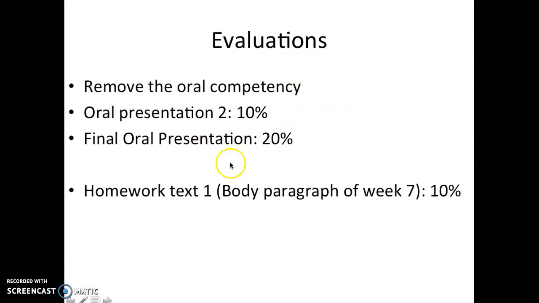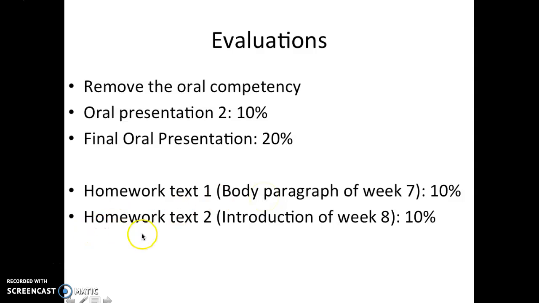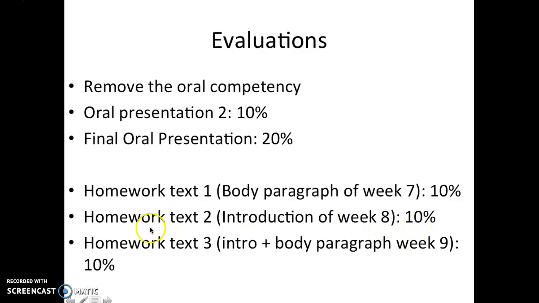Homework text number 1, the one that we did for week 7 about body paragraph, is worth 10%. Homework text number 2, the one you did 2 weeks ago about the introduction, is worth 10%. And the last one that is due next Monday, it's intro plus body paragraph, I'm going to talk about this in another clip, is worth 10%. So we have 10, 10, 10. So this counts for 30%. It replaces these evaluations, plus the final written production worth 20%.